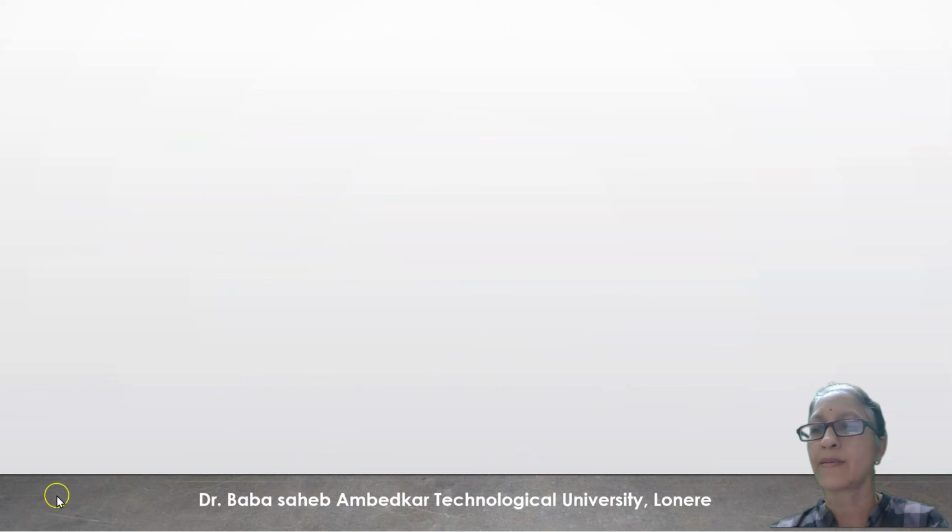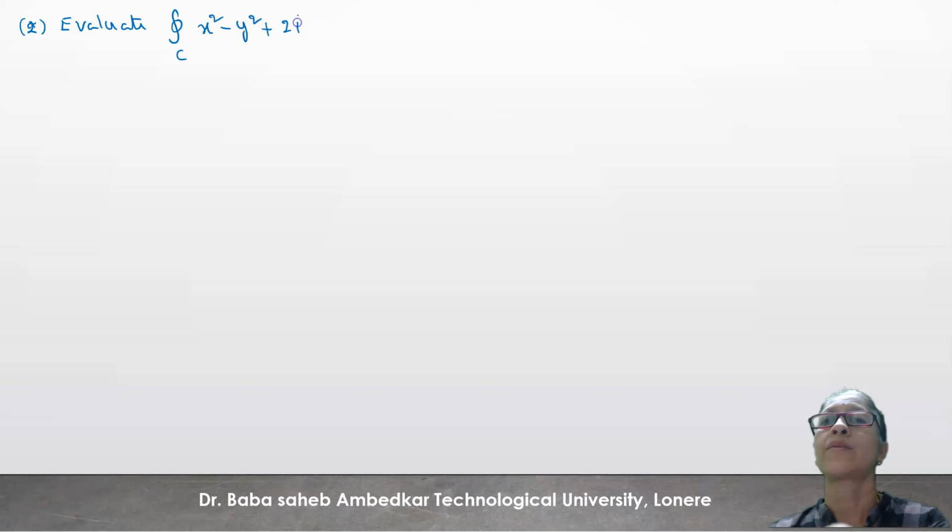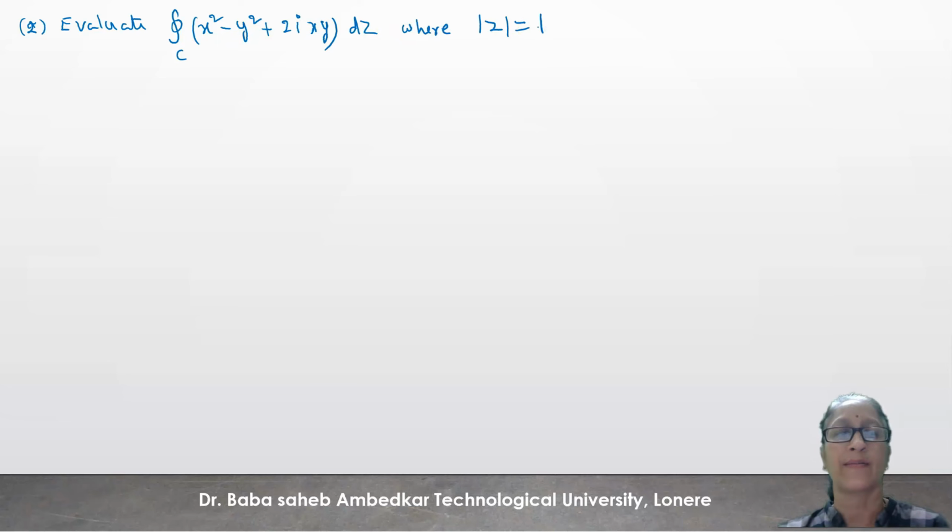The next example is: evaluate the contour integral of (x square minus y square plus 2i xy) dz, where mod z equal to 1.